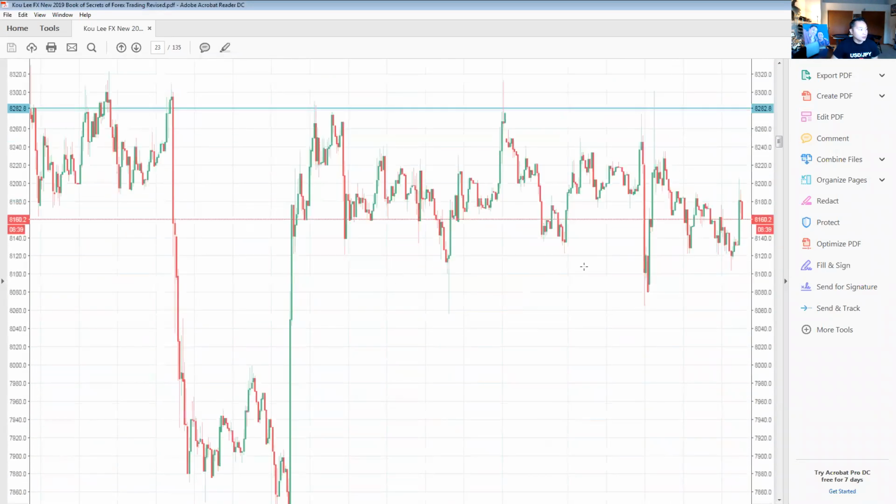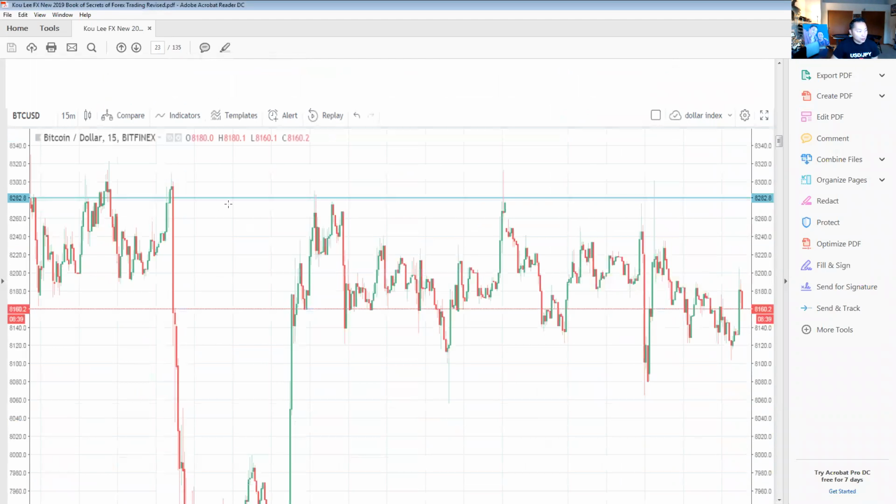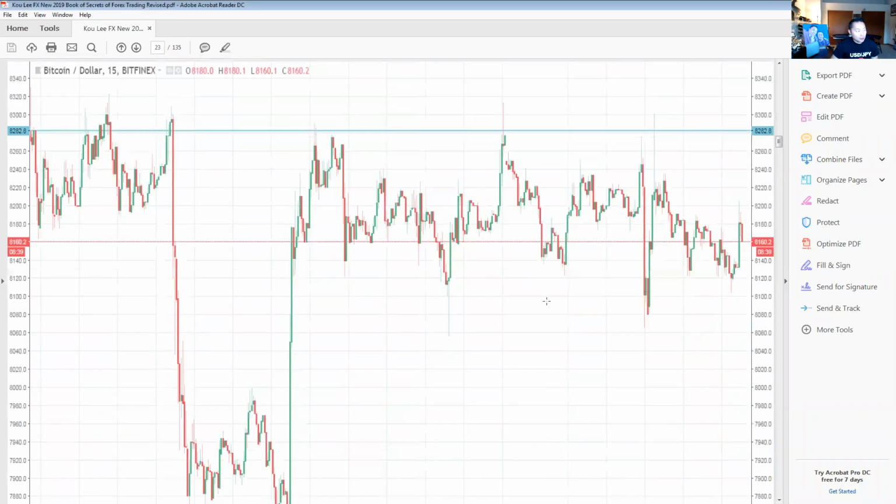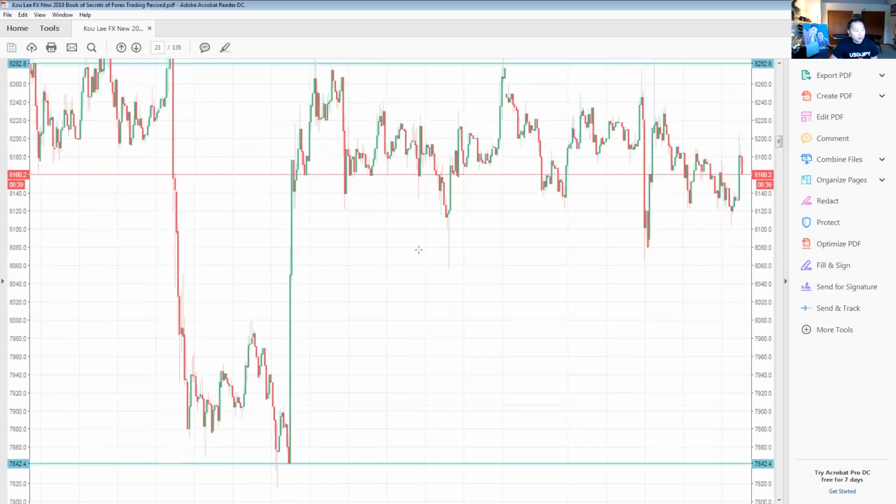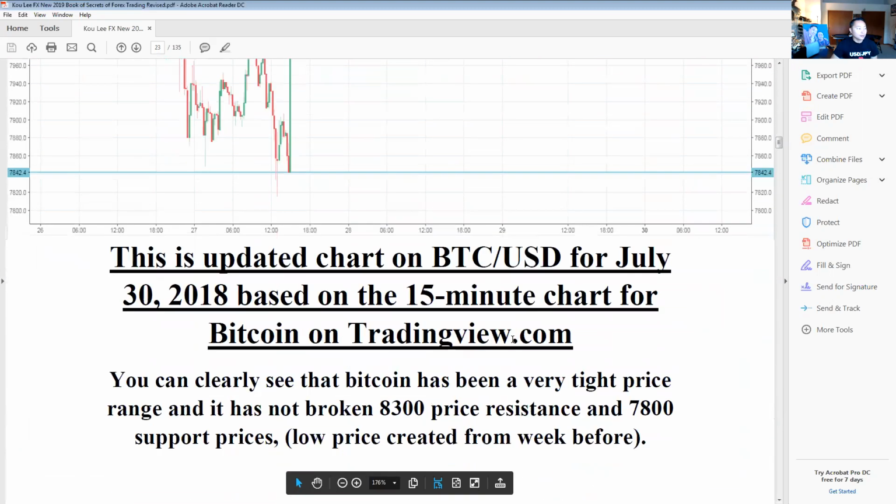Same thing here on the 15-minute chart. I have the horizontal line, and this is just an updated 15-minute chart from the next day, and you can see that it's just been consolidating, but it hasn't come to retest higher. But the weekend after, it tested lower, and it broke lower, and it broke the 7,800 price. So this was July 30th, 2018.